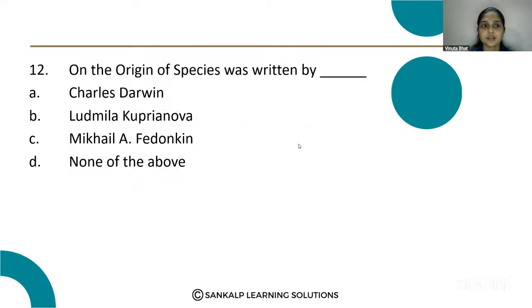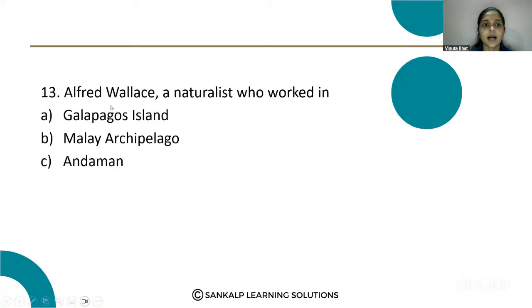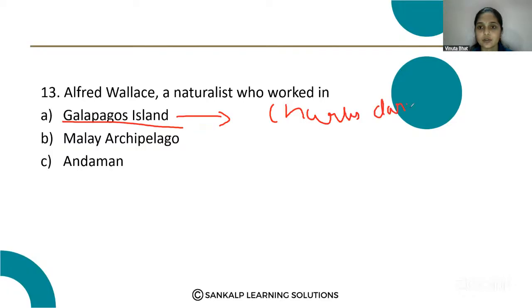Yes, let's move to the 13th question. Alfred Wallace, a naturalist who worked on Galapagos Island, Malay Archipelago, and Andaman. So here, Galapagos Island, who worked on this island? Charles Darwin, right? Charles Darwin worked on this island. But Andaman is not related to this one. So the correct one is the archipelago.